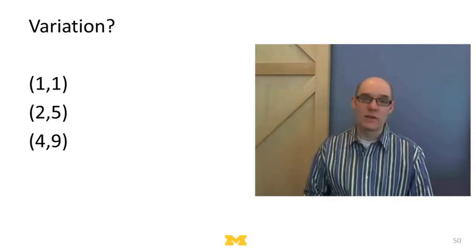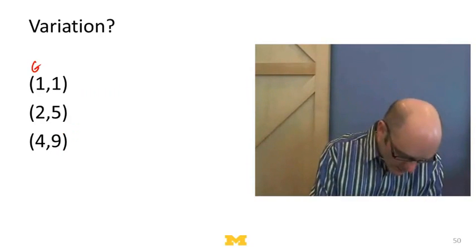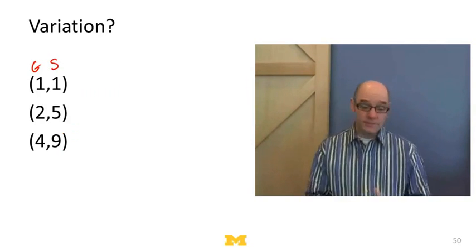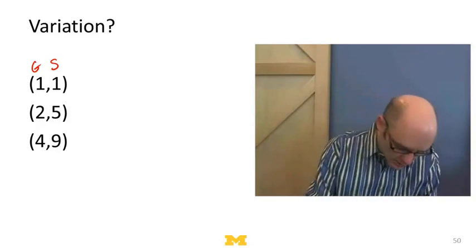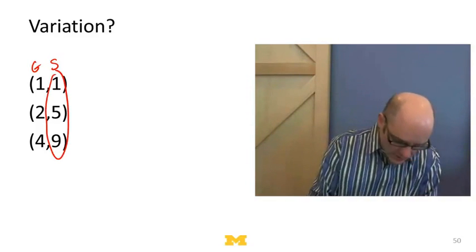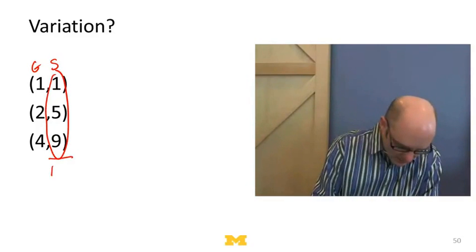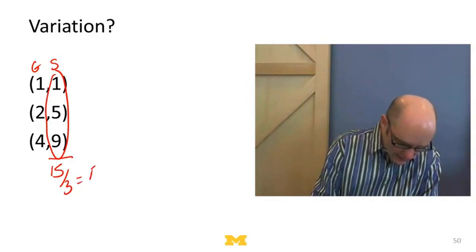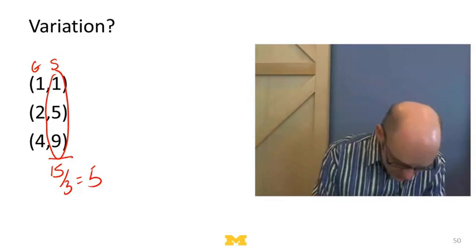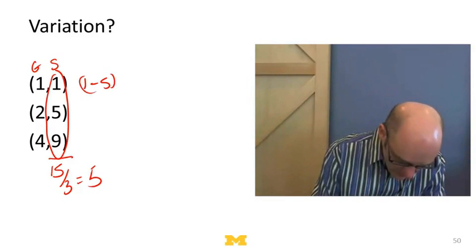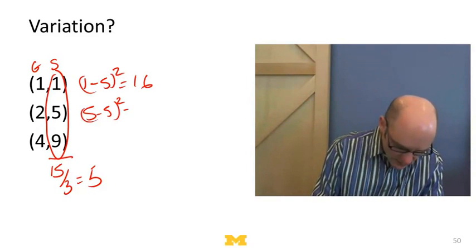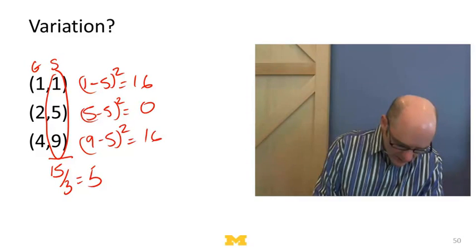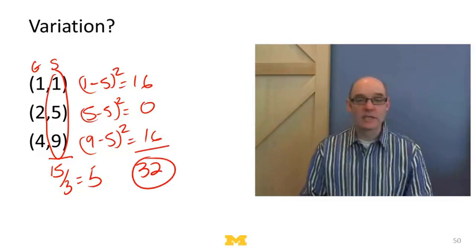So first I can ask, what's the variation? So this is the grade, and this is the shoe size. Now, I don't care about the variation in the grades. I'm caring about the variation in the thing I'm trying to explain, which is shoe size. So it's just this 1, 5, and 9. If I add those up, I get 15, and divide by 3, I get 5. So the mean is 5. To get the variation, I take 1 minus 5 and square it, which is 16. 5 minus 5 and square it, that's 0. And 9 minus 5 and square it, that's also 16. So the total variation is 32.